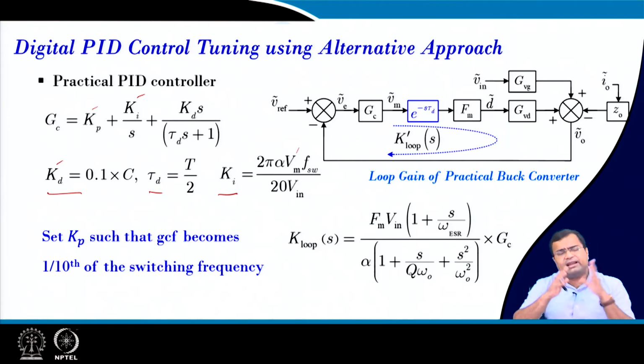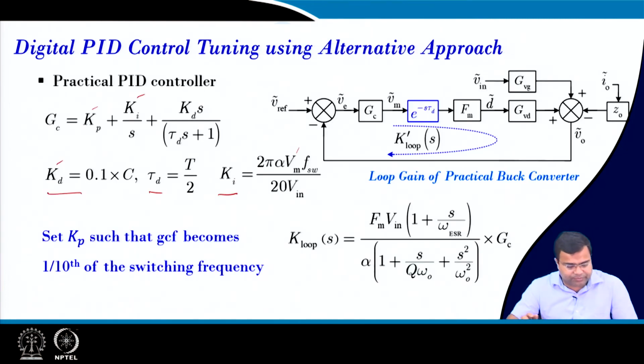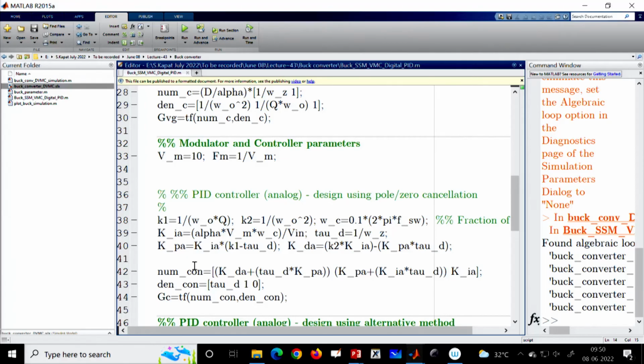It is very difficult to analytically compute the expression of Kp, but you can always check by means of the Bode plot what the value of Kp should be, so that you can get the crossover frequency nearly 1/10 of the switching frequency. So, we will summarize and we will take the case study again. Maybe we can go and check the case study.